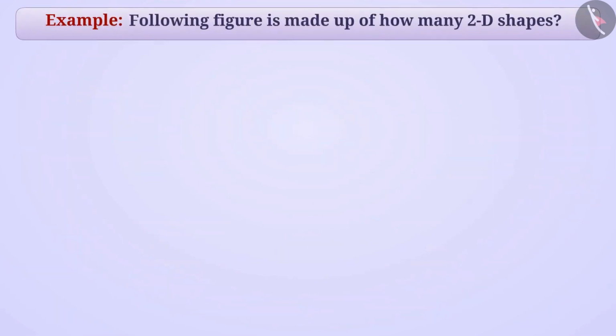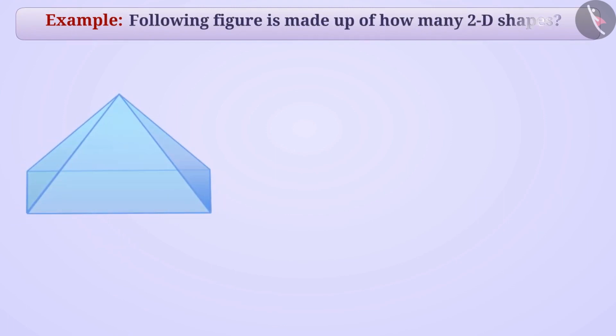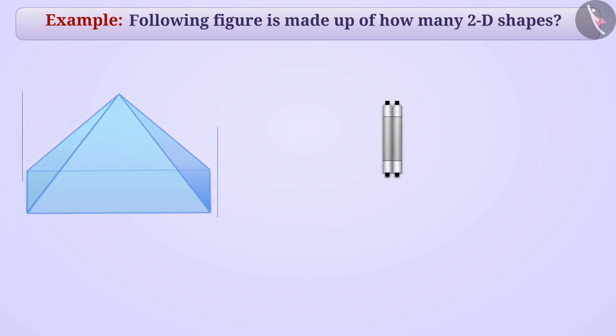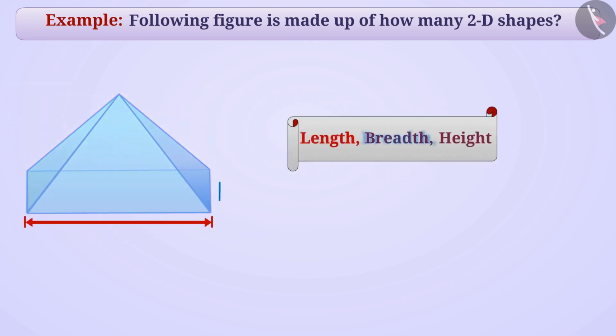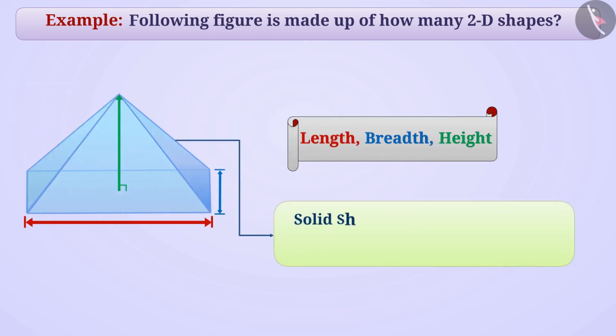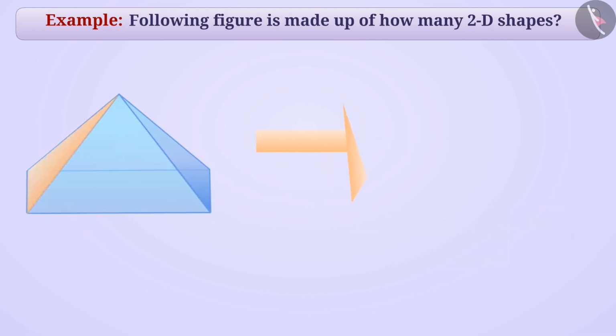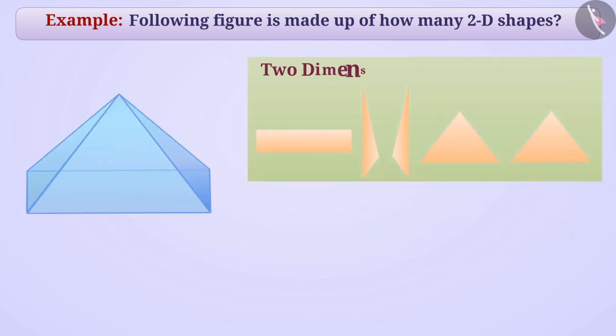Next example. Following figure is made up of how many 2D shapes? The figure shown here occupies some space. We can say that shape has three dimensions such as length, breadth and height. So, the shown figure is a solid shape or three-dimensional shape, that is 3D shape. This shape is made up of different flat parts. So, we can say that these are two-dimensional shapes or 2D shape.